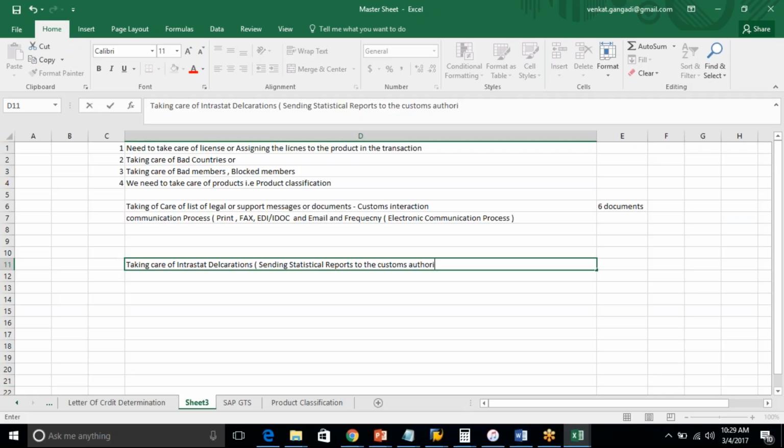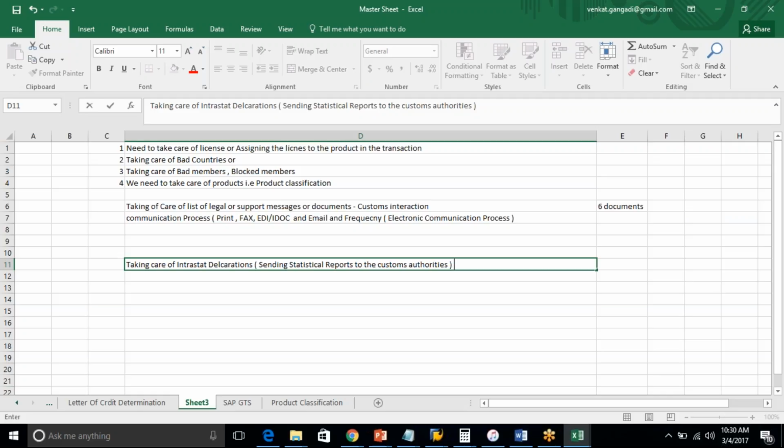Venkat, what does intrastat mean? Intrastat means submission of the statistical data of our import and export details to the customs authorities, which is called intrastat reports in the European Union. The submission of the import volume or export volume, or the list of exports you made for the previous month, to the customs authorities is called intrastat declarations or intrastat reports in the European Union.